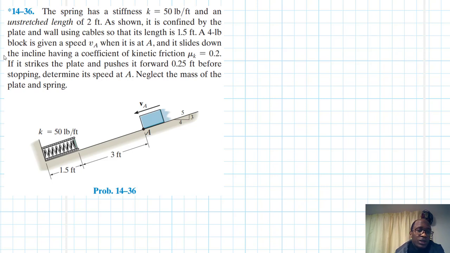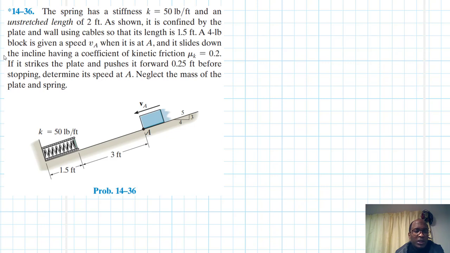The problem reads: the spring has a stiffness of 50 pounds per foot and an unstretched length of 2 feet. As shown, it is confined by the plate and wall using cables so that its length is 1.5 feet. A 4-pound block is given a speed VA when it is at A and it slides down the incline having a coefficient of kinetic friction 0.2.